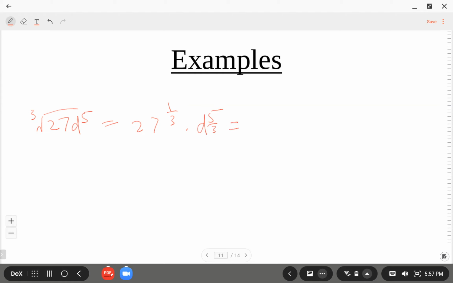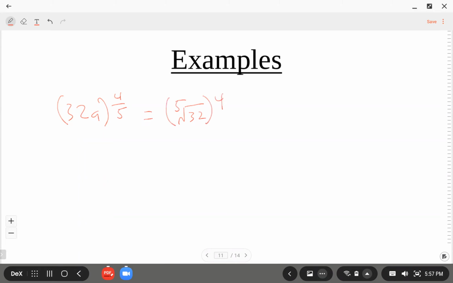Okay, this is what you're going to do basically. We're running out of time, so let me just quickly go on to another example. 32a, okay. So what else? Let me think of something. 4 or 4 over 5. Okay, what is that going to be? So that's going to be basically just... okay. Here, remember, raise everything in the parentheses to that power.